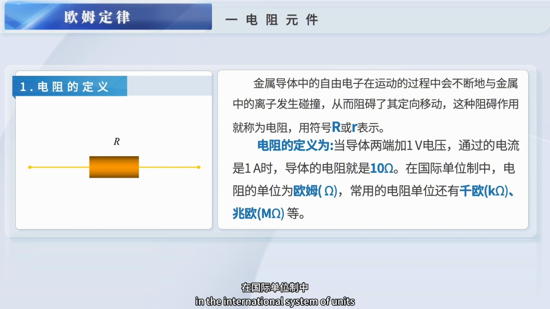In the international system of units, the unit of resistance is the ohm. The common units of resistance are kilo-ohm, mega-ohm, etc. In the circuit, wires are often regarded as ideal conductors with zero resistance, but in practical circuits, the existence of line resistance cannot be ignored.